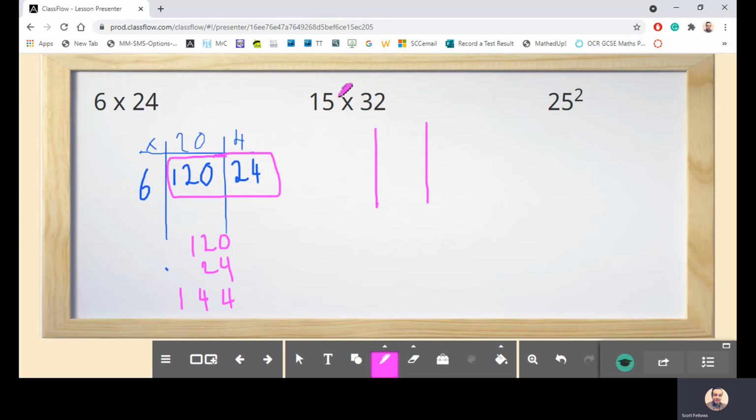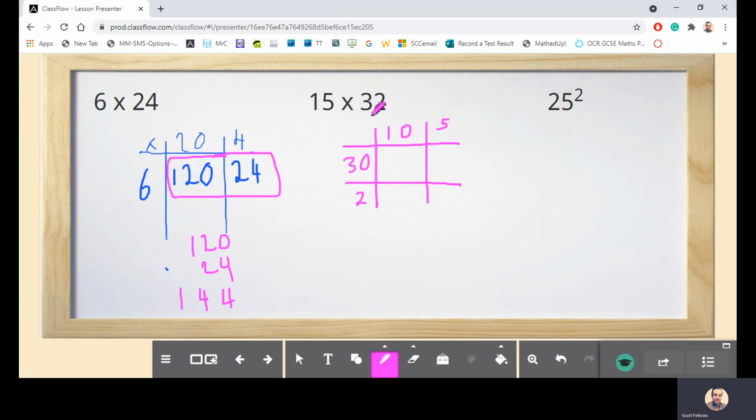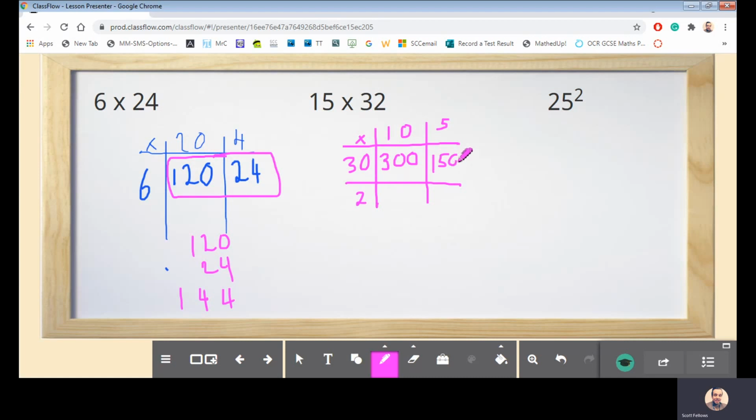Okay, so moving on to the next one. Again, I'll create my grid. This time, because I've got 2 numbers by 2 numbers, I'm going to add an extra line in here. So I break that into 10 and 5, that's the 15, and 30 and 2, that's the 32. 1 times 3 is 3. A 0 here and a 0 here gives me 2 zeros here. 3 times 5 is 15. And then I bring the 0 over from here to make it 150. 1 times 2 is 2. Bring down the 0. And 2 times 5 is 10.